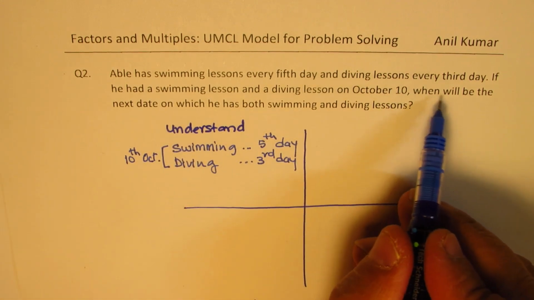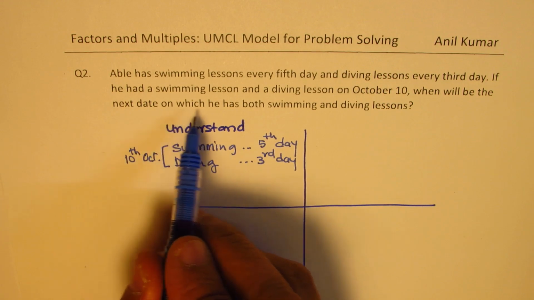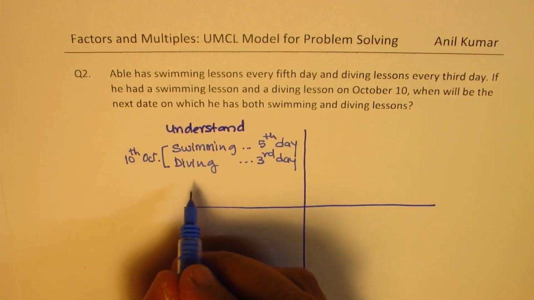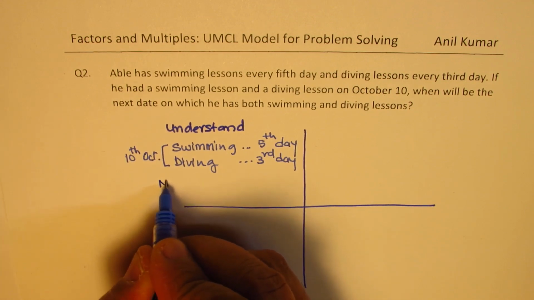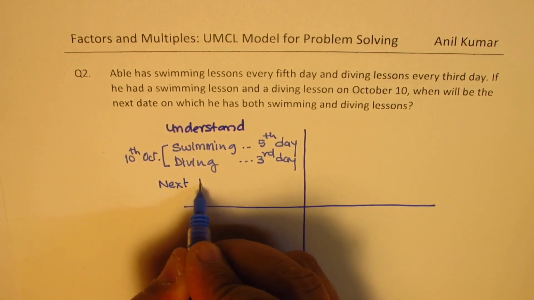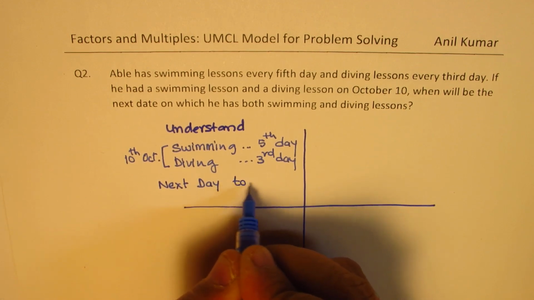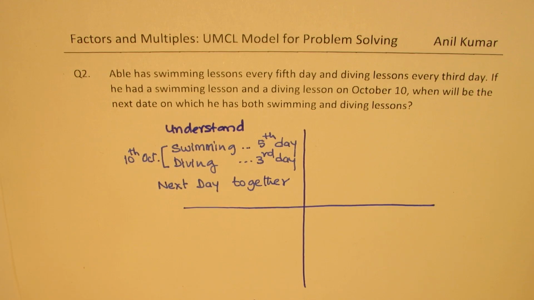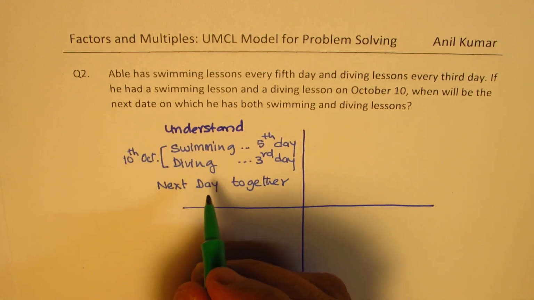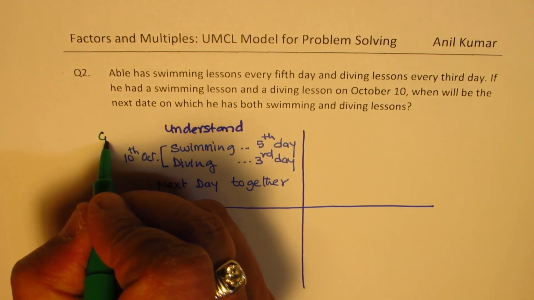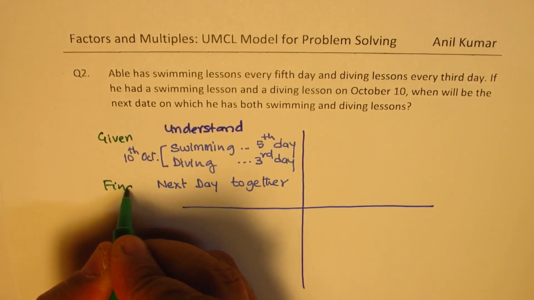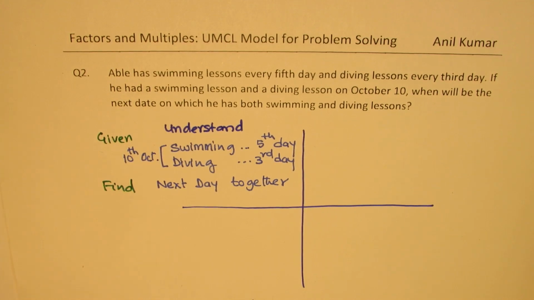Okay. When will be the next date on which he has both swimming and diving? So what we need to find is the next day together, right? So in short, this is our problem, right? So as you can see here, this is what we are given, right? And this is what we need to find. So I hope you understand the requirement for the question, right?